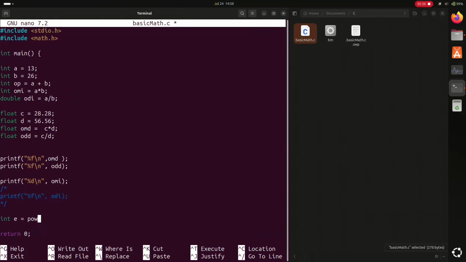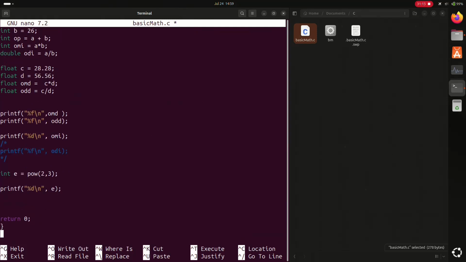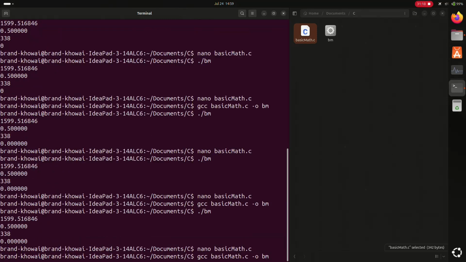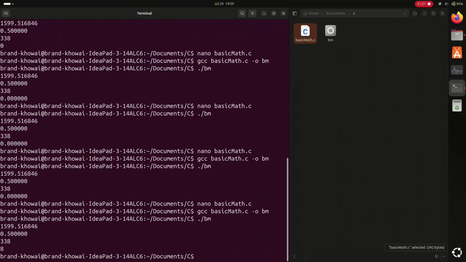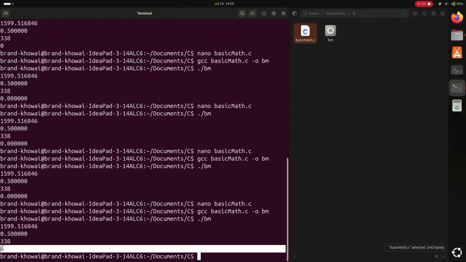And now we can use the pow, floor and ceil functions. pow means power, and in parentheses 2, 3. So what does this mean? This means 2 to the power 3. So pow(2, 3) means 2 to the power 3, which is 8. If I print its output with printf, %d because it is an integer, backslash n, then e, because it will replace the %d. Then we run our code: Ctrl X, Y, enter. Now we compile our code, and after compiling we run it. See, this is the answer, 8.